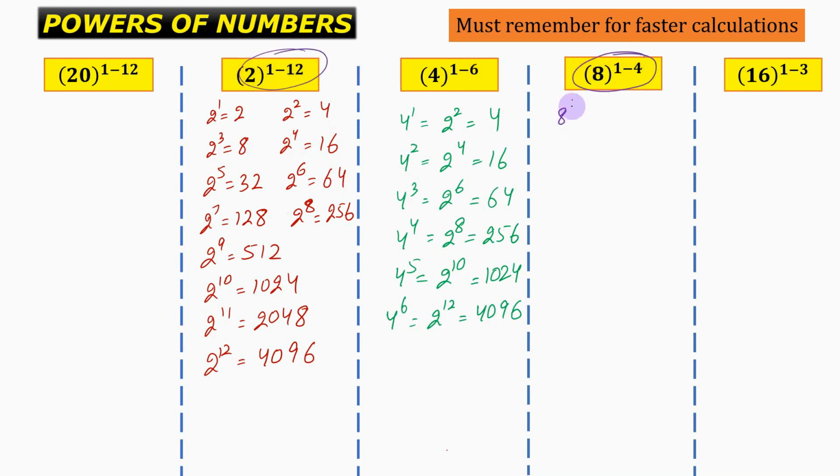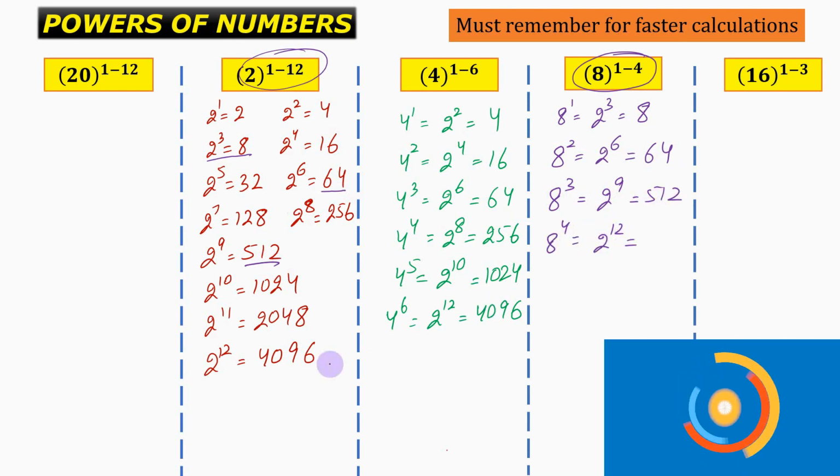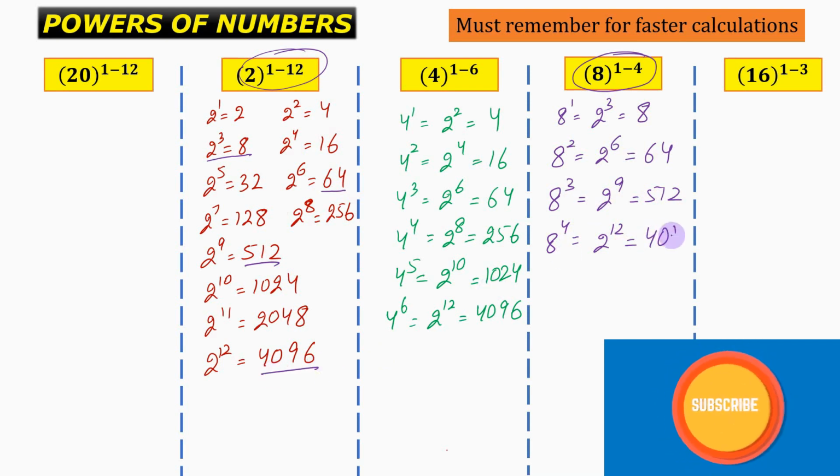Now we will try to establish a relation between powers of 8 and powers of 2. So 8 to the power 1 is obviously equal to 8, but it can also be written as 2 cubed. Alright, so this is 8. 8 to the power 2 is equal to 2 to the power 6, which is equal to 64. 8 to the power 3 is equal to 2 to the power 9, which is equal to 512. And lastly, 8 to the power 4 is equal to 2 to the power 12, which is equal to 4096.